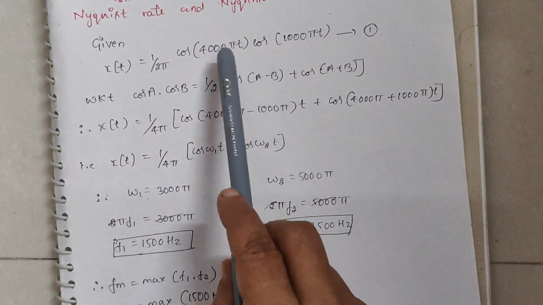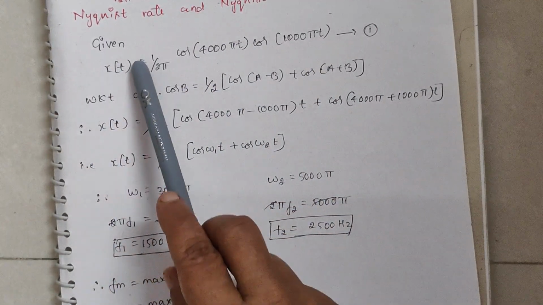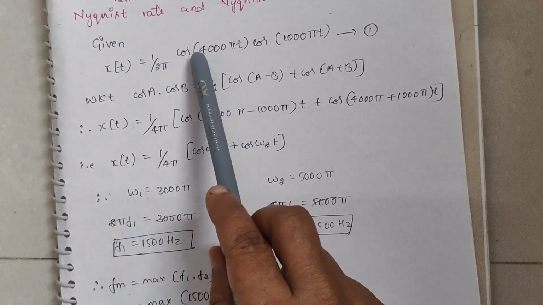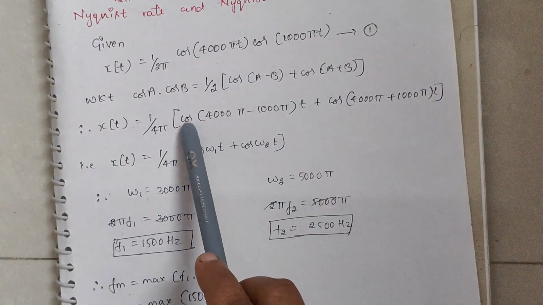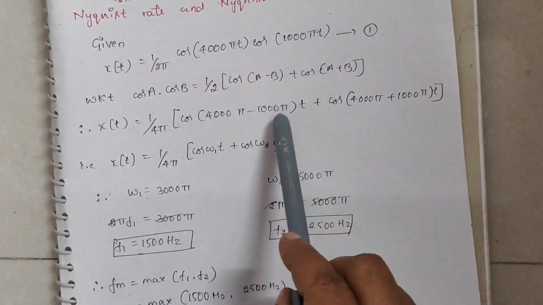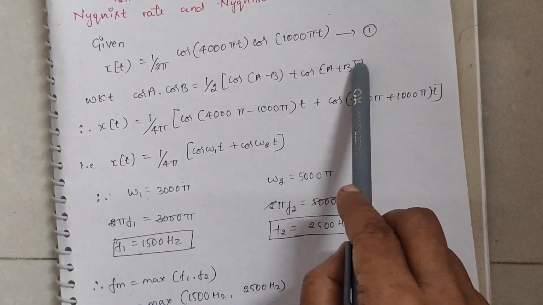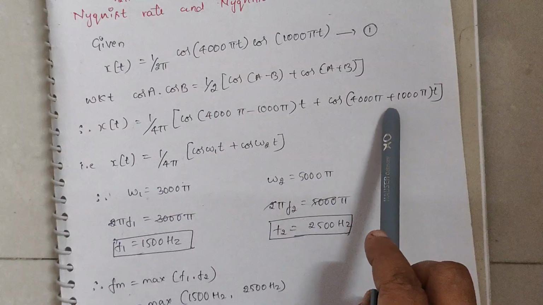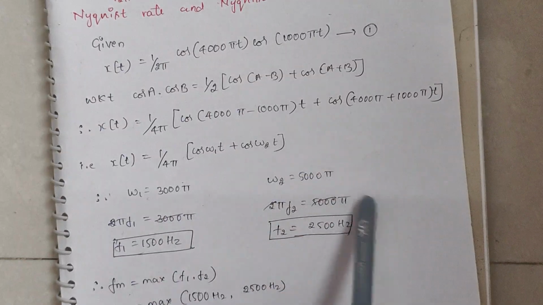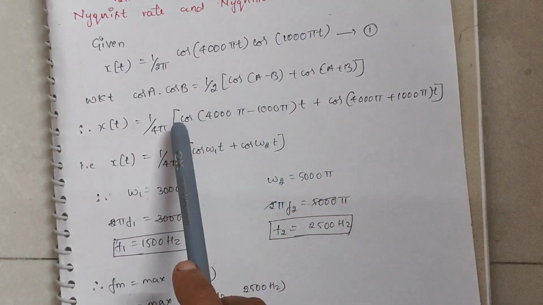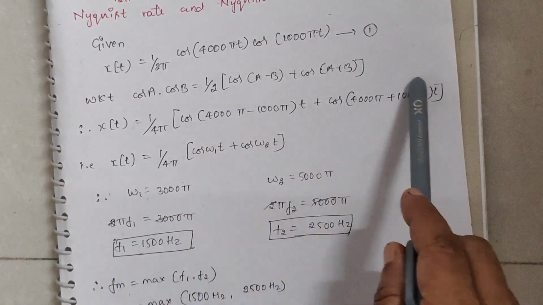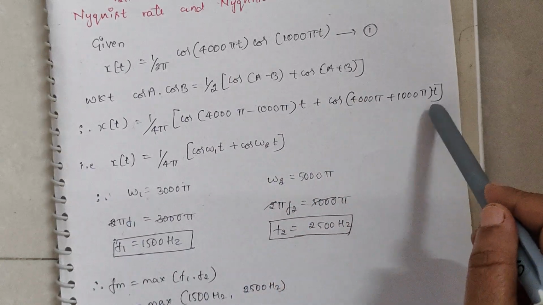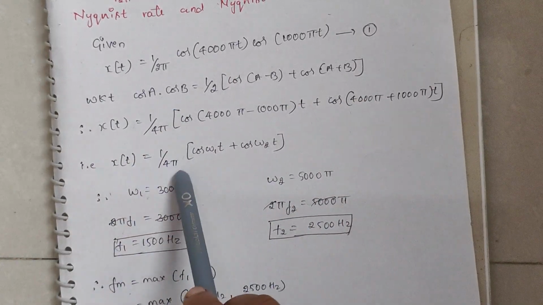So when we represent the given equation using cos A cos B, x of t is 1 by 2 pi, that is 1 by 2 into 2, 1 by 4 pi, cos A minus B, that is cos 4000 pi minus 1000 pi into t, plus cos A plus B. A is what? 4000 pi, B is 1000 pi, so 4000 pi plus 1000 pi into t. So now see, it was a product, we have made it into a summation component. This is one frequency component, this is another frequency component. Two frequency components are there in the given analog signal.